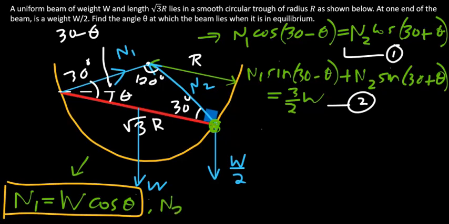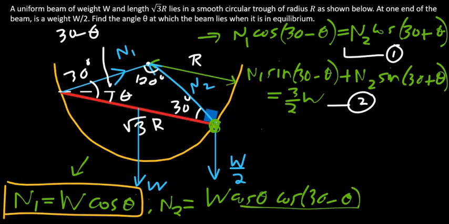So if you do that, you get n2 equals n1, which is w cosine theta, times cosine 30 minus theta, over cosine 30 plus theta. Now all we have to do is to substitute n1 and n2 in equation 2. That will give us n1 is w cosine theta. I'm going to use the abbreviation c for cosine and s for sine.